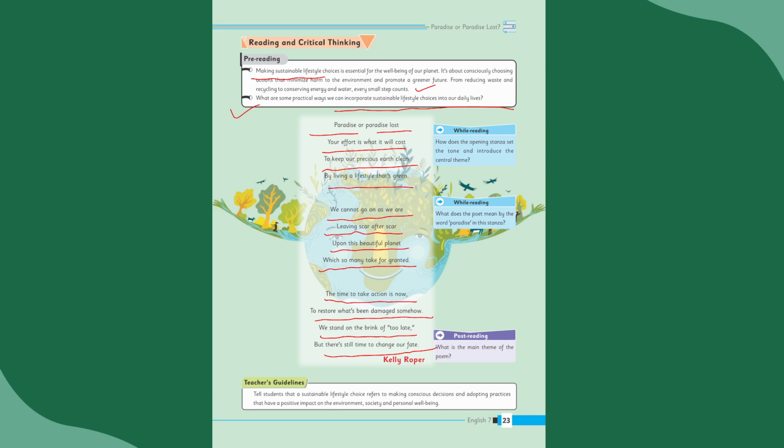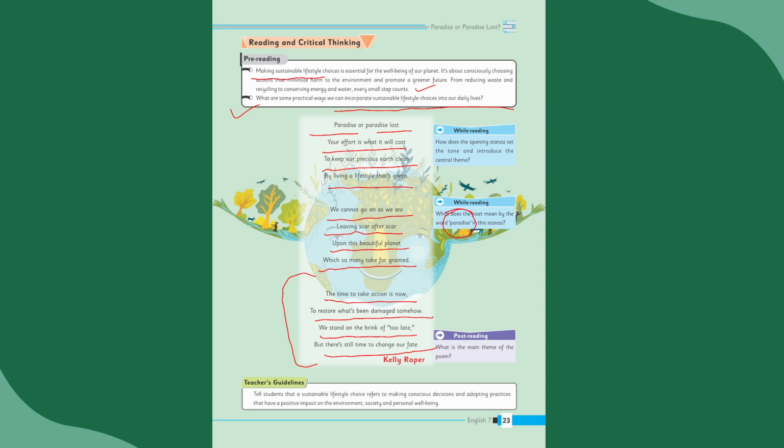Now, what does the poet mean by the word paradise in the stanza? You need to think about it. Paradise is actually what he's calling our earth. Now this poem is all about our mother earth, our planet earth, how we all humans have destroyed it, we have damaged it, and we have left scars. Now how we can recover it as soon as possible.